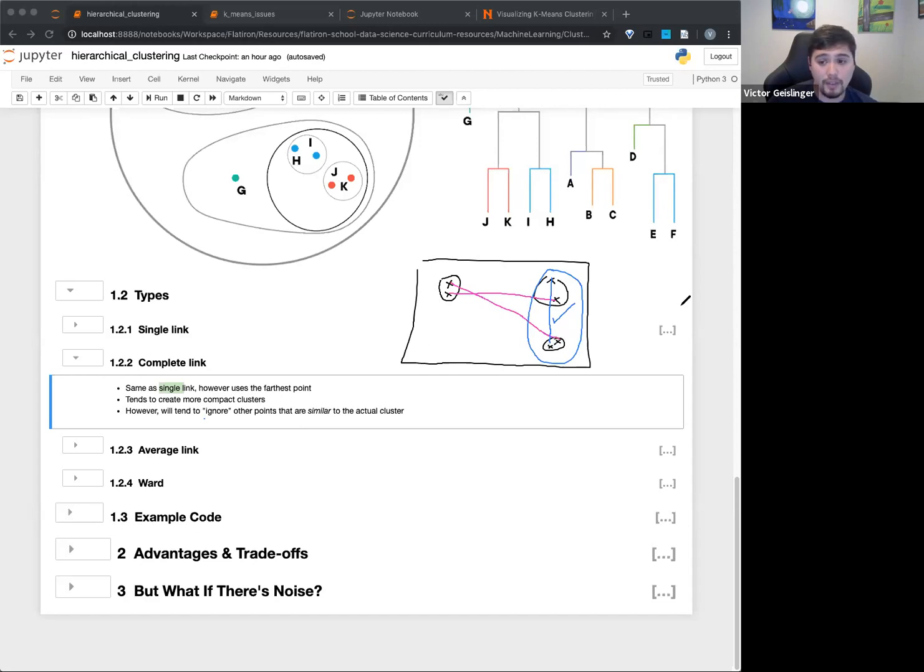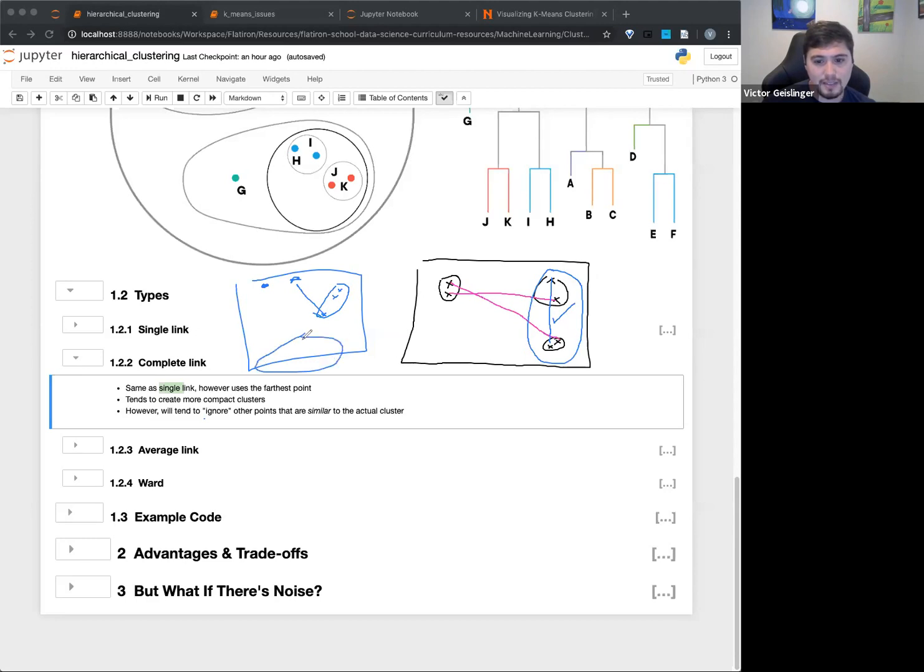If you happen to have a cluster that formed like this, and I have this point right here, and then I have, let's say, this right here on the side, instead of considering this close point, it's only going to look at this thing right here. So what's going to happen is that it's going to tend to look at things that are very dissimilar to it. So this is kind of the opposite extreme where it tends to try to gobble up things. It'll tend to relate things that are not very similar to the rest of the cluster.